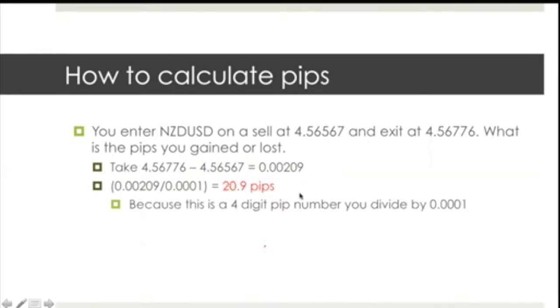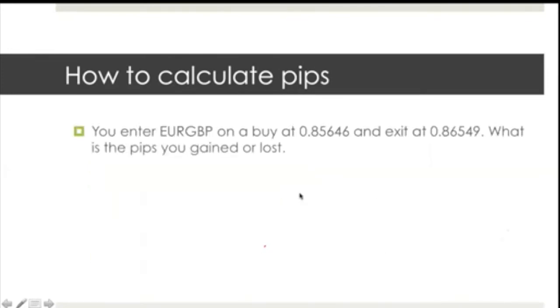All right, we're going to do another one. I like to do multiple ones. Repetition, y'all. So you enter Euro GBP on a buy at 0.85646 and exit at 0.86549. What is the pips that you gained or lost?